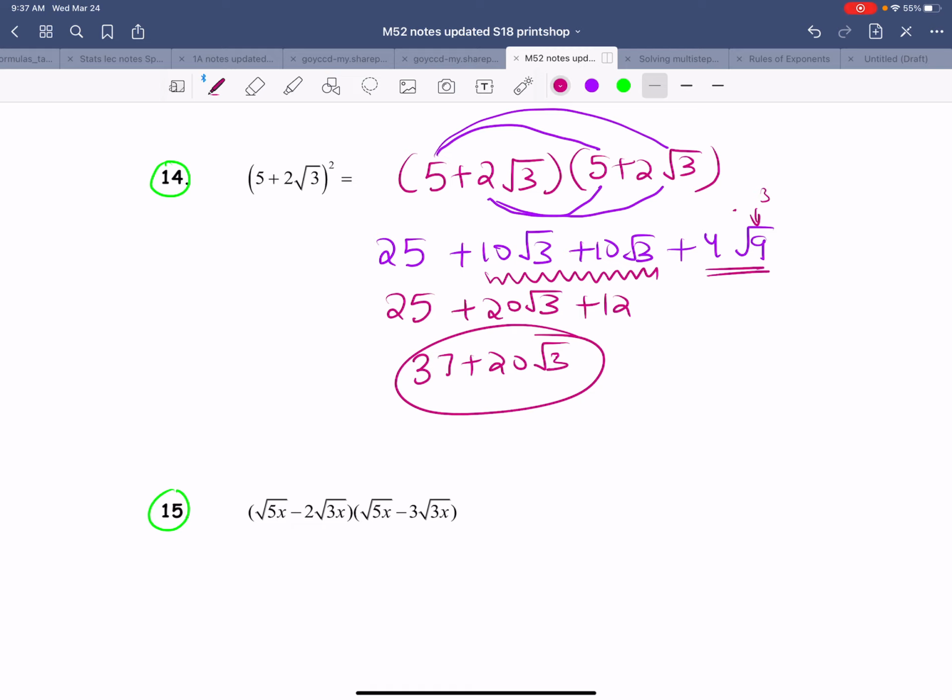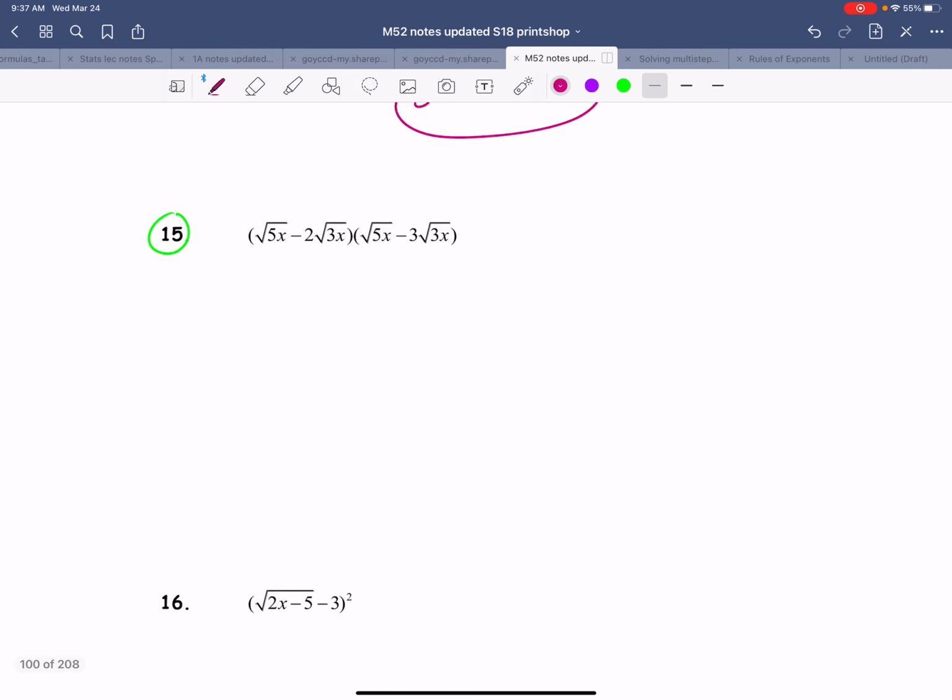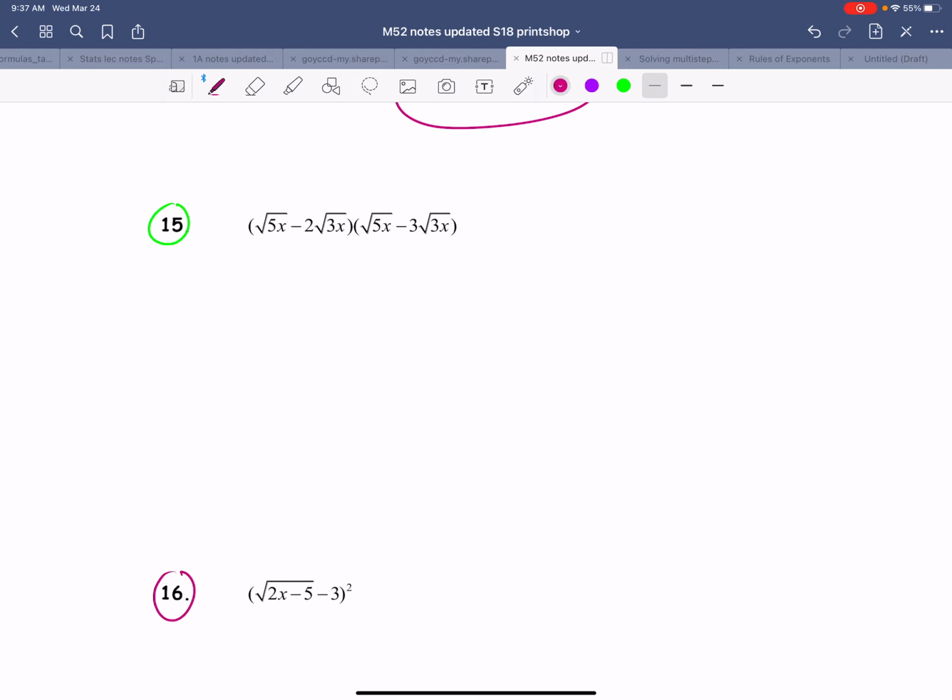Awesome. Here's another example. Number 15, which is root 5x minus 2 root 3x times root 5x minus 3 root 3x. Okay, a lot going on here. We are multiplying. We have radicals, we have variables, we have signs, positives and negatives, we have coefficients. So slow down, take your time, and because we're doing a binomial times binomial, we can rely on foiling. Okay, foiling says first times first.